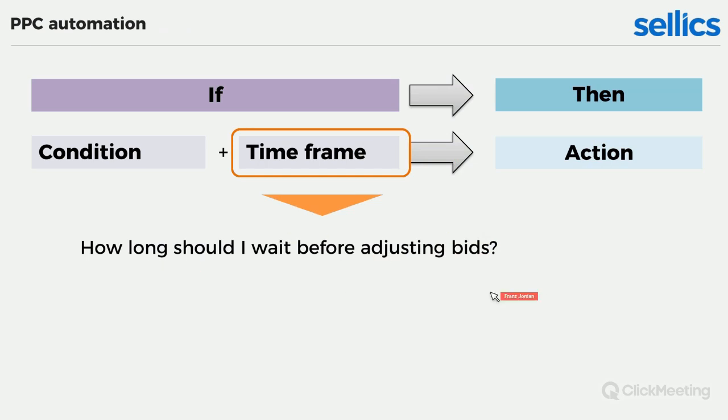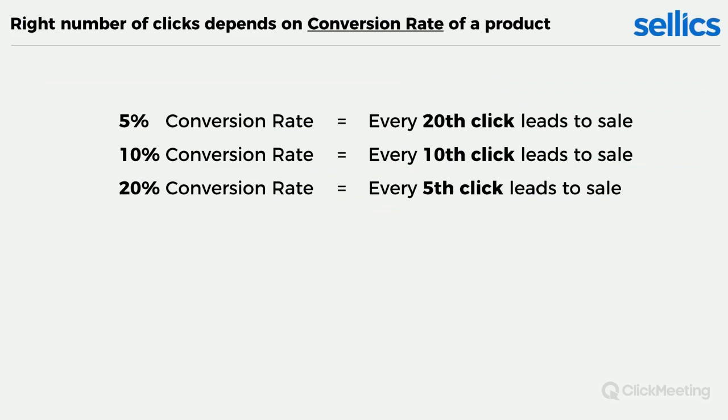The next question is, how long should I wait before adjusting bids? This is definitely the most complicated question when you're running Sponsored Products campaigns. One thing that's important to understand here is the impact of the conversion rate. A 5% conversion rate means that on average every 20th click leads to a sale. A 10% conversion rate means that on average every 10th click leads to a sale. A 20% conversion rate means every 5th click leads to a sale, right? So there's a very strong connection between your conversion rate and the number of clicks that you need on average to generate a sale, right?